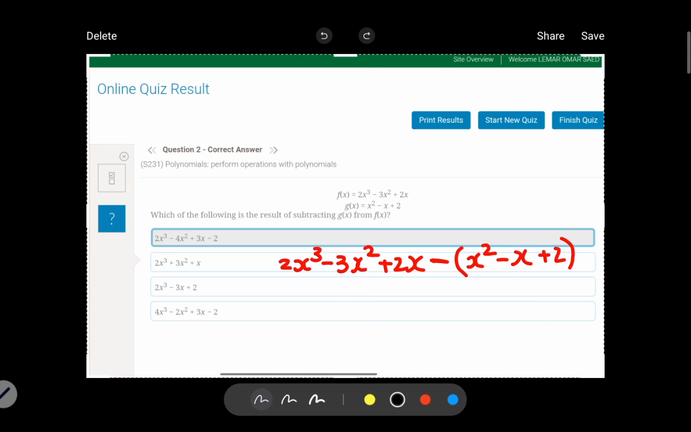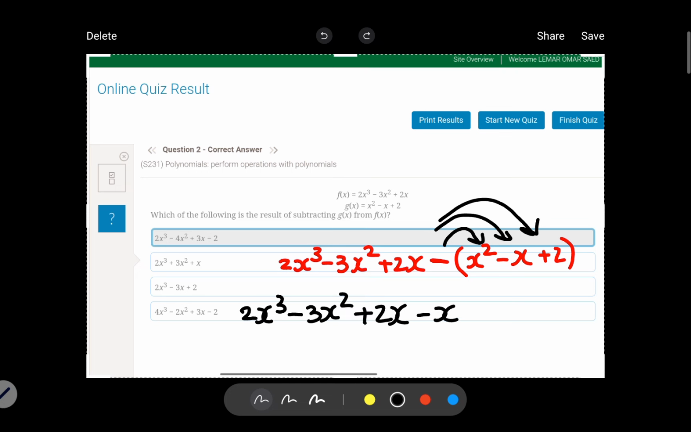Now distribute the minus. So 2x to the power of 3 minus 3x to the power of 2 plus 2x minus x squared plus x minus 2. Okay, here we don't have a common factor with the power of 3, so we're just going to leave it.